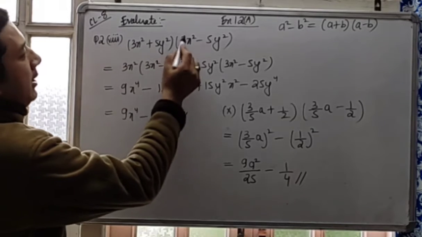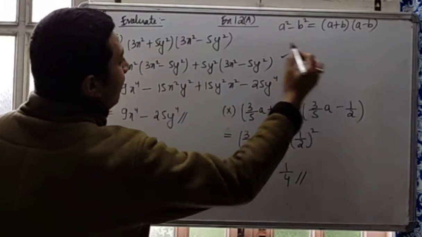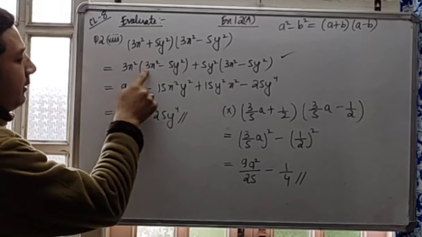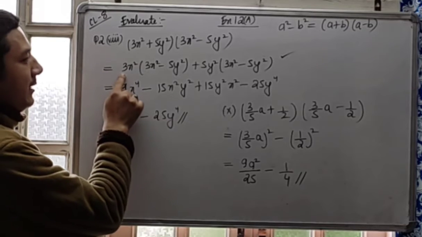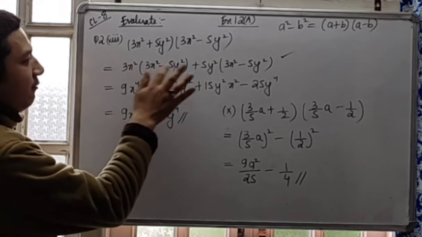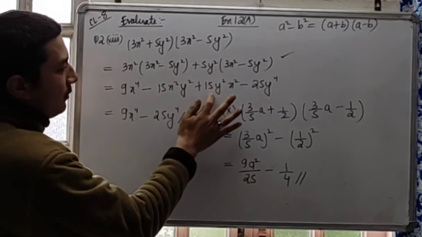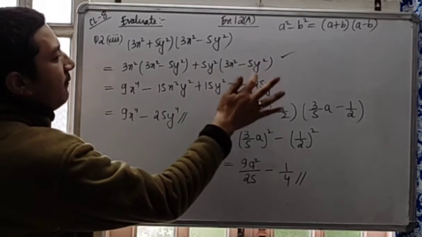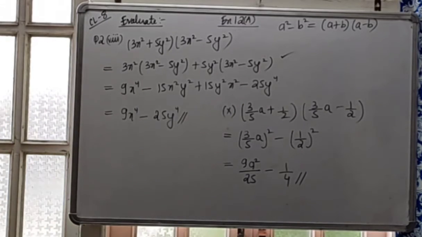This into this plus 5y square into this, which means this step, opening the brackets, and then you have to multiply term by term. 3 3s are 9, x square is x to the power 4, plus into minus is minus, 5 3s are 15, x square into y square, plus 5 3s are 15, y square into x square, plus into minus, 5 5s are 25, y square into y square is y to the power 4. Okay, so simply just by opening the brackets.